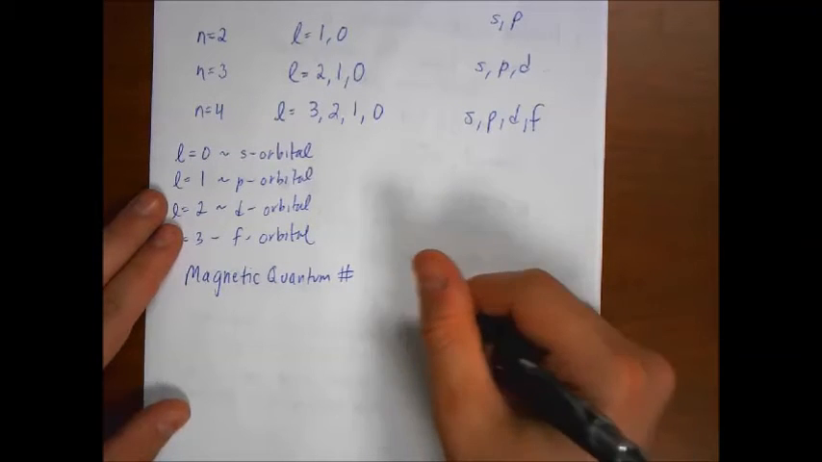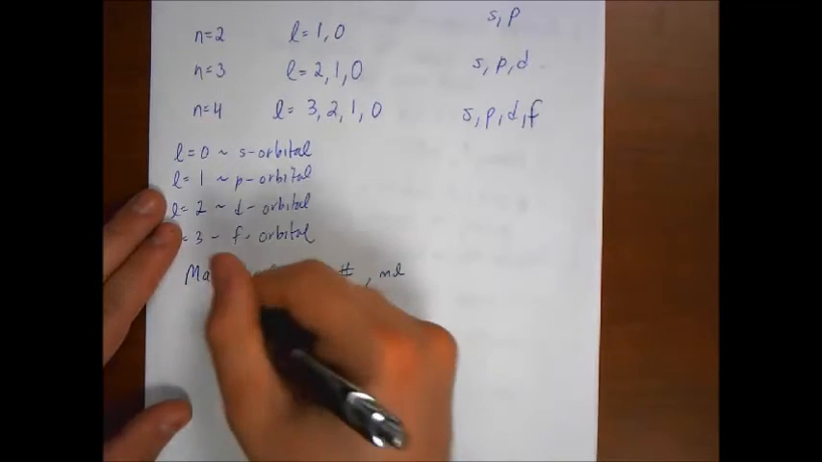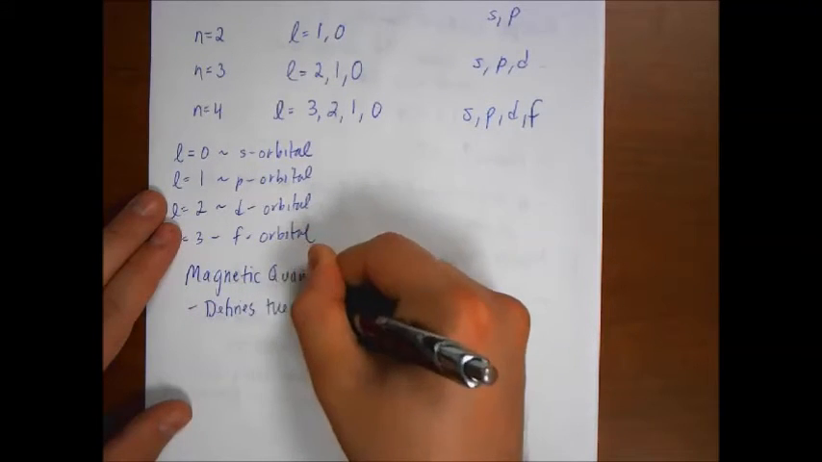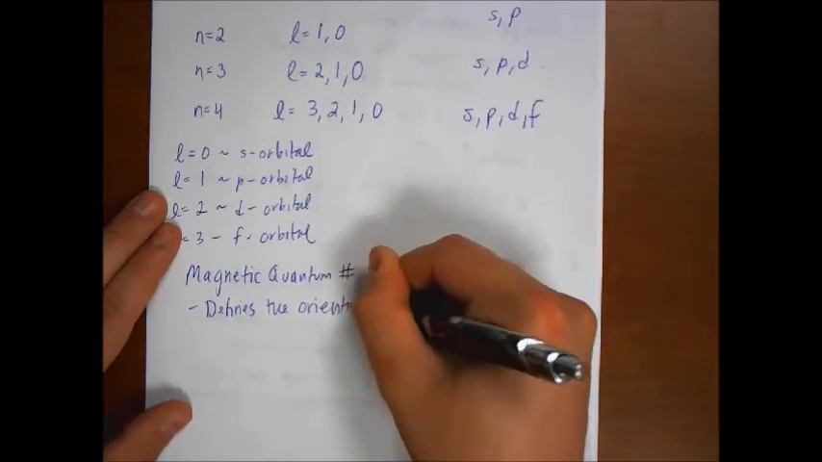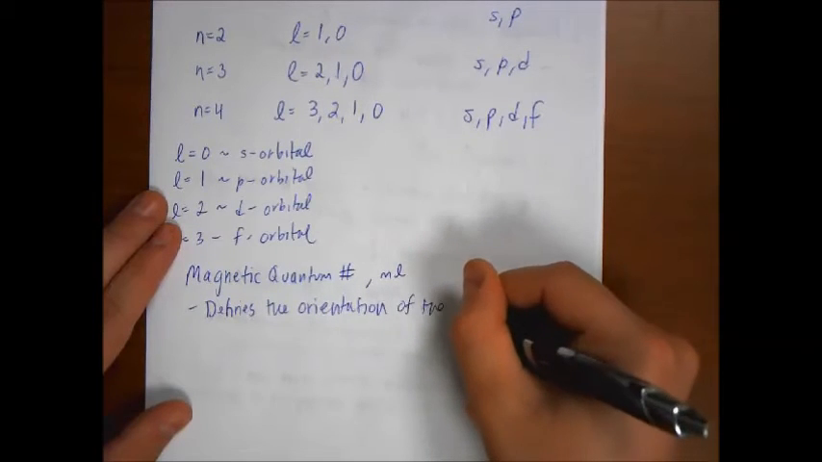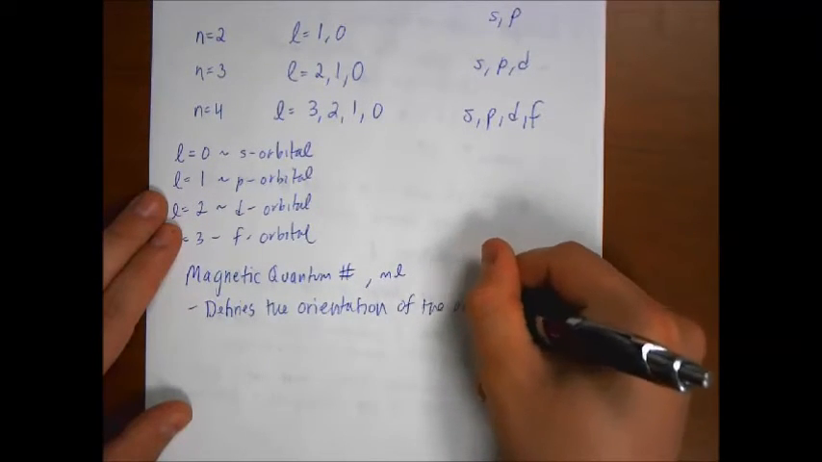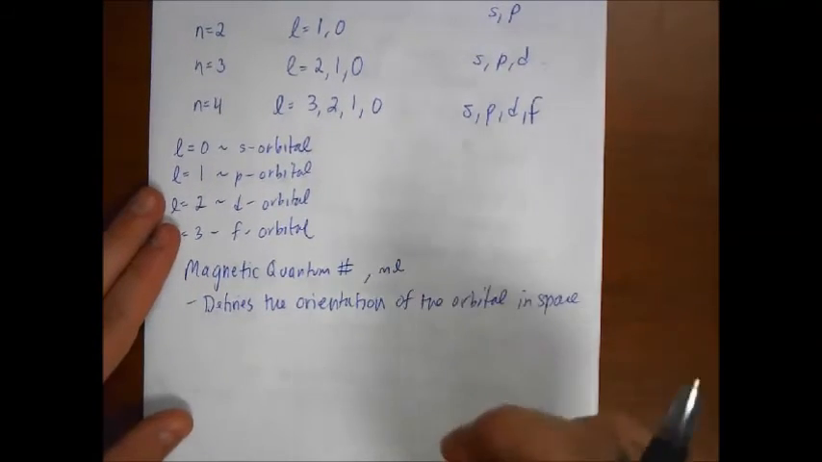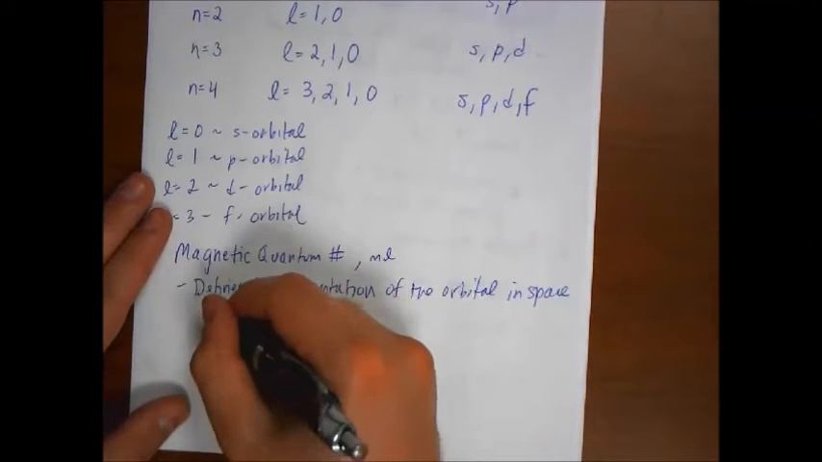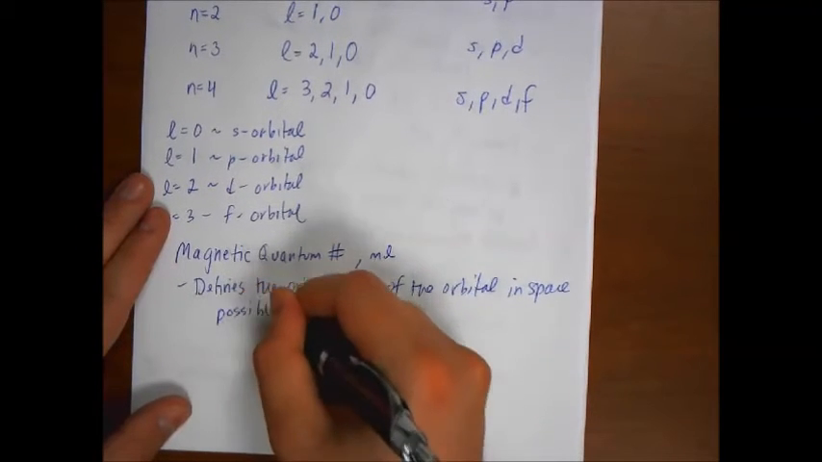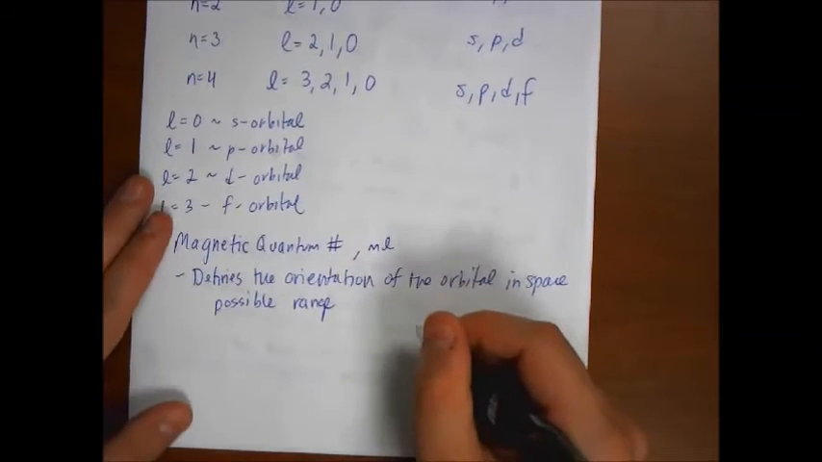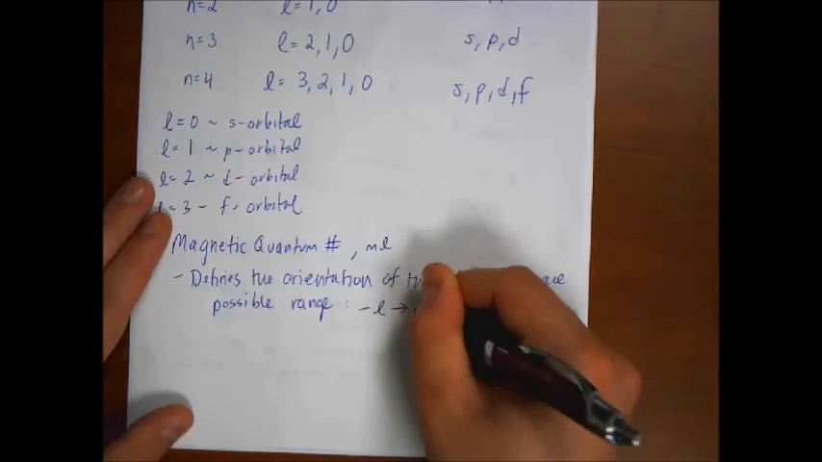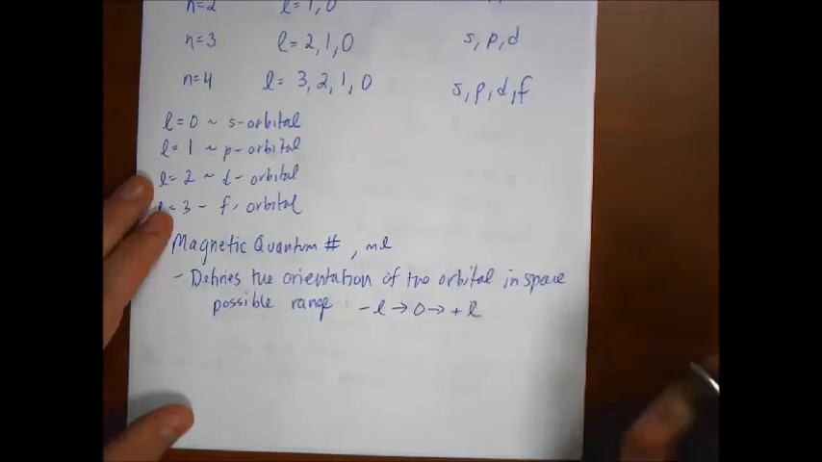The next quantum number on our list is the magnetic quantum number. And the magnetic quantum number has the symbol m sub L. And what this tells you is this defines the orientation of the orbital in space. Okay? So this is going to tell us which type of p orbital it is. So here's the range. The possible range is as follows. It goes from minus L through 0 to plus L.